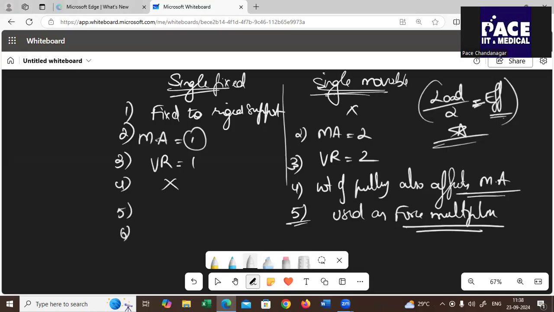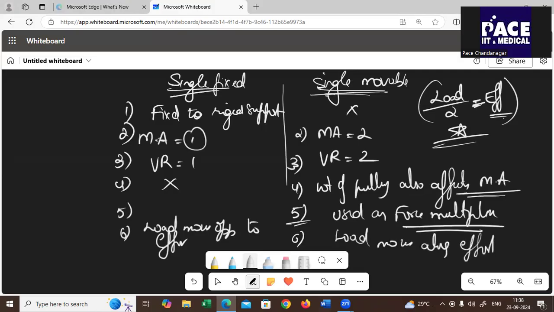Number 6: in the fixed pulley, load moves in a direction opposite to the effort, whereas here the load moves along the direction of the effort. So these are mainly the differences between single fixed and movable pulleys. Now let us talk about a combination of pulleys as well. For that, I would just have to draw a small diagram here. I want you to also draw this along with me.